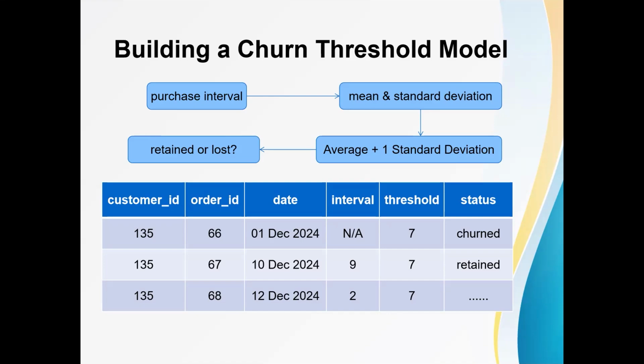As shown in the table, the interval 9 is greater than the threshold 7, so the status in the last purchase is considered as churned. And the interval 2 is less than the threshold 7, so the status in the last purchase is considered as retained.